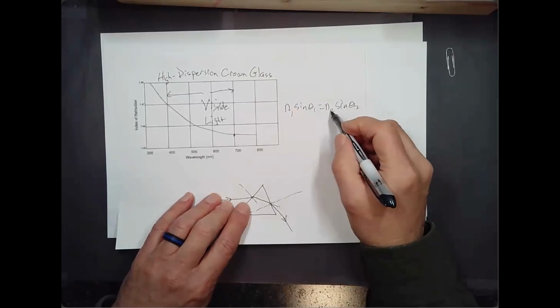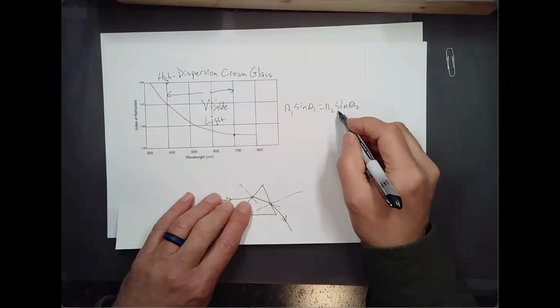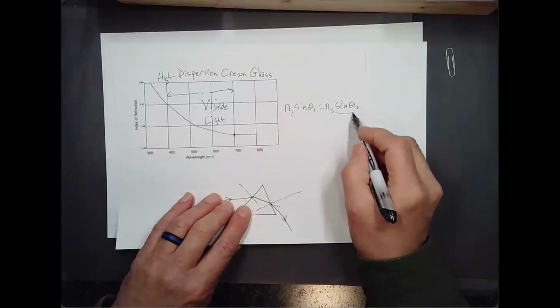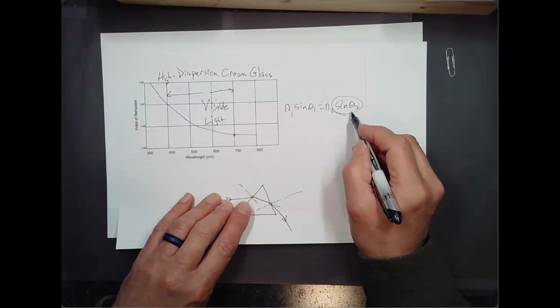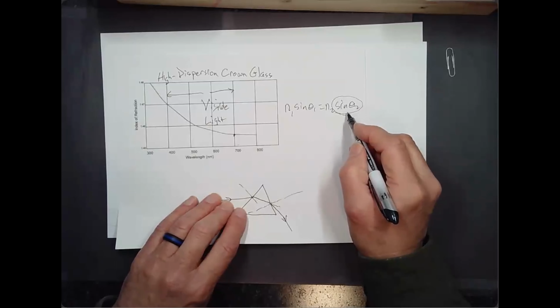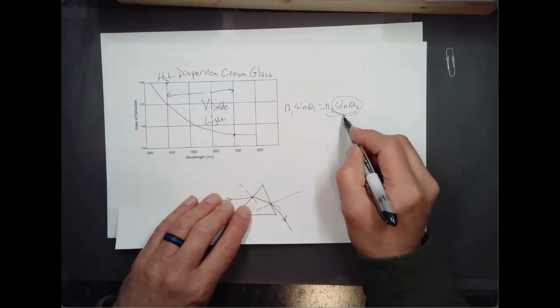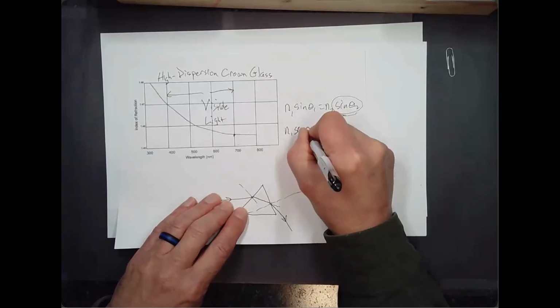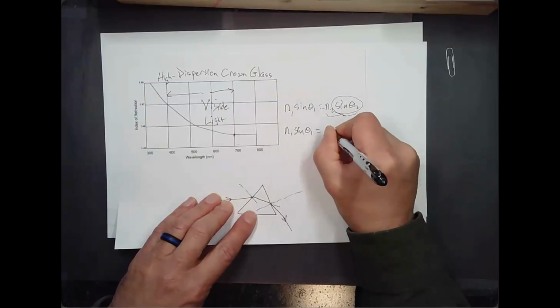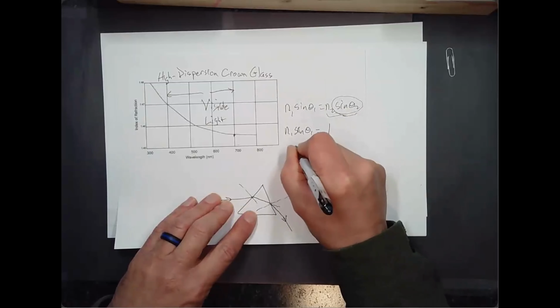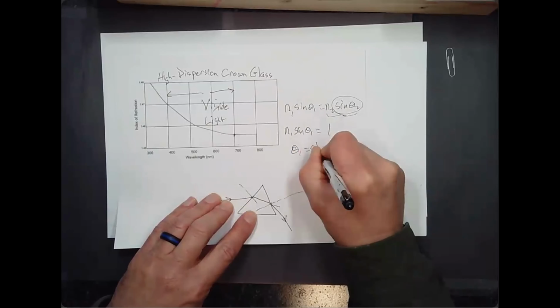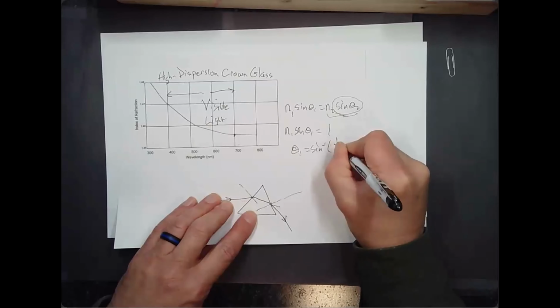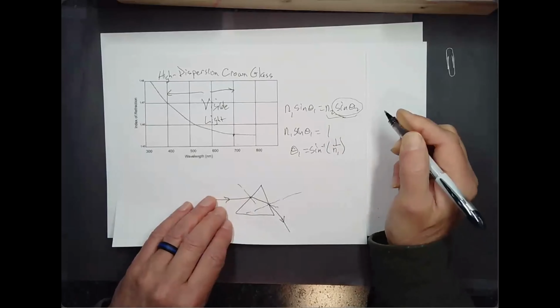And what happens at the critical angle is that theta 2, the angle of refraction, is a 90 degree angle. That's when total internal reflection starts happening. So this whole side is just equal to 1. And N1 sine theta 1 is going to equal 1, so theta 1 is going to be the angle for which the sine is 1 over N1.